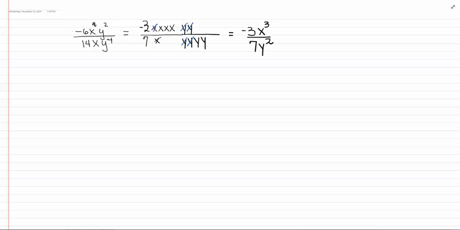If any of these original exponents are negative, you'll want to rewrite the fraction with positive exponents before doing this counting and crossing out of the variables. But in this case, that will be your final answer.